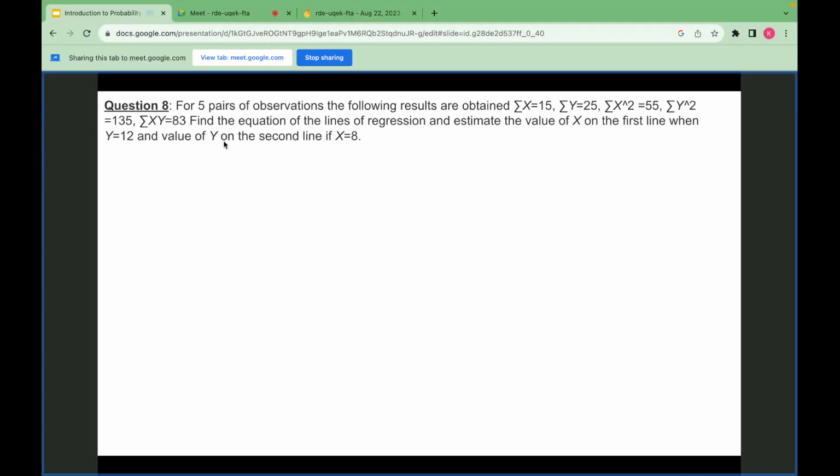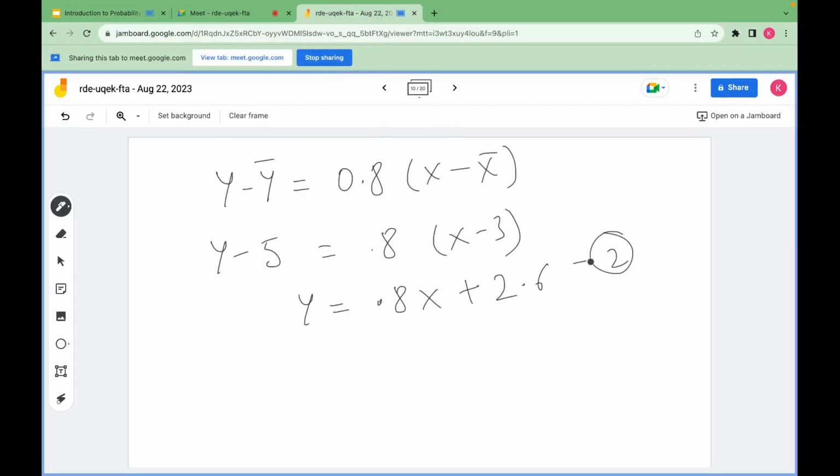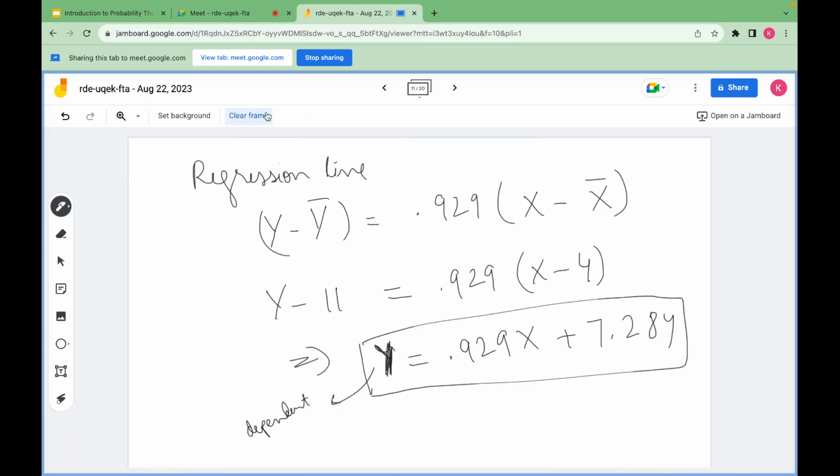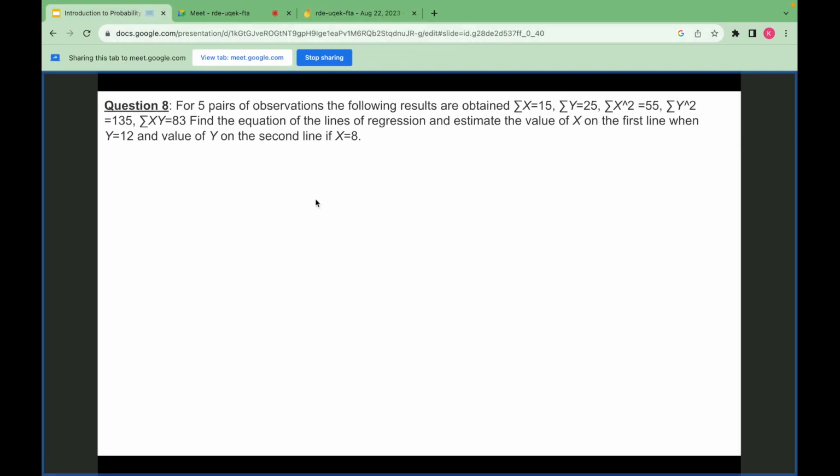Now in the question we are asked to find the value of y on the second line if x is equal to 8. So this is equation 2. Put x equal to 8, we get y equal to 0.8 into 8 plus 2.6, which is equal to 9. Moving to the next question.